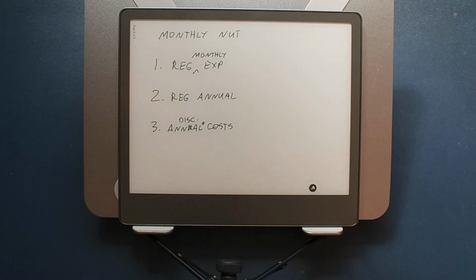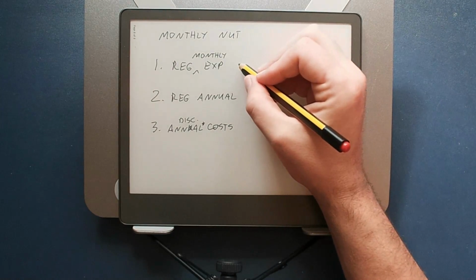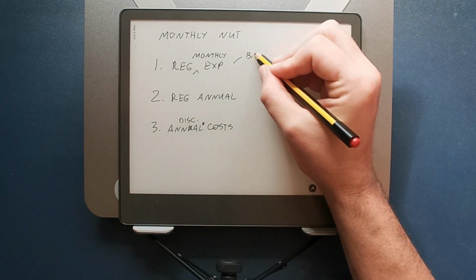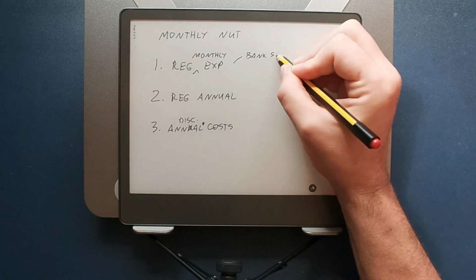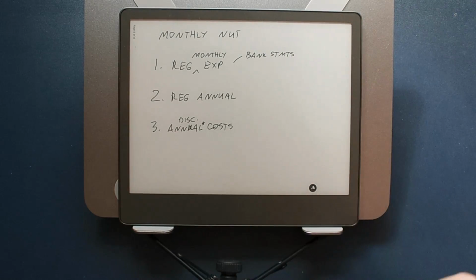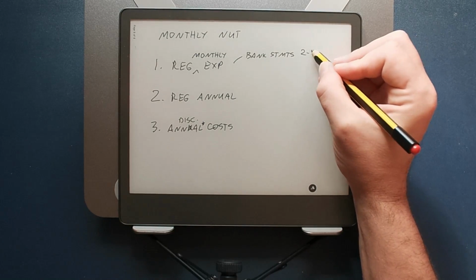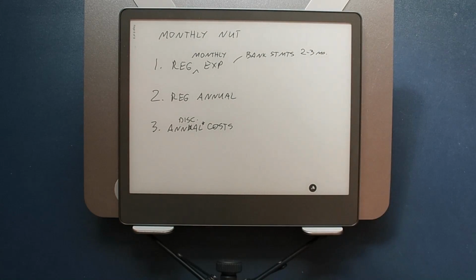So where do you get the information to get these? Your regular expenses, this one's easy. Just look at your bank statements or your online banking. You're going to see those things coming out every single month. So just pull the last 2 to 3 months of bank statements, and just start making a list of the things that you see recurring each time.